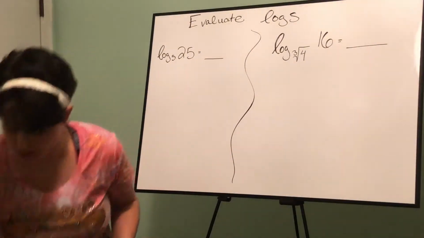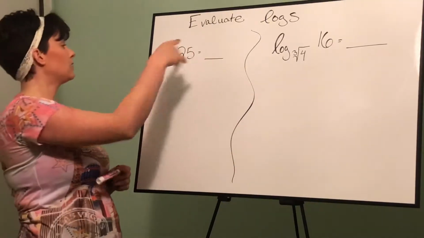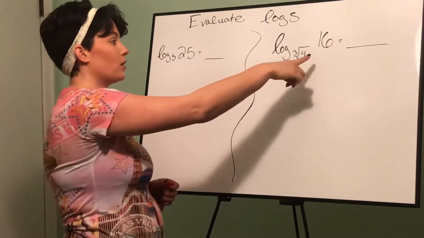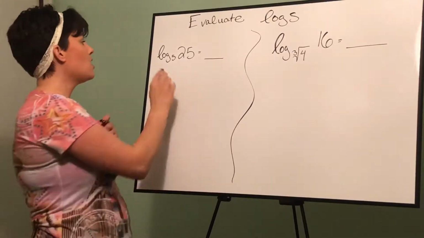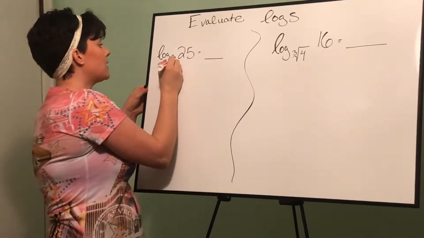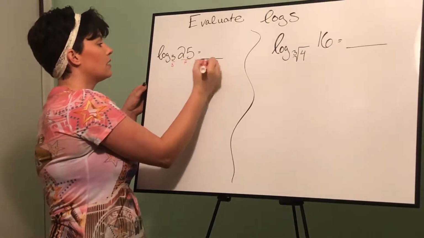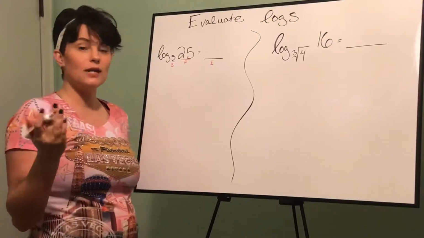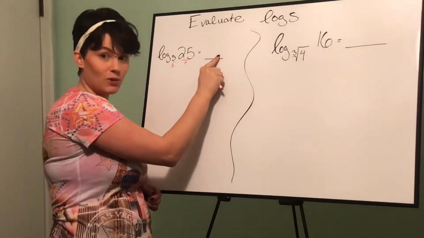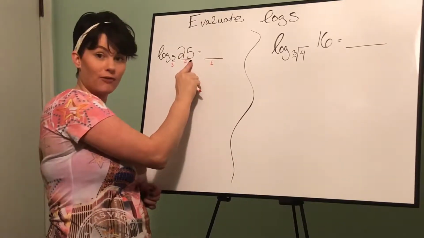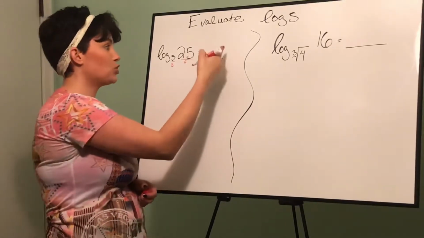How to evaluate logs, or in other words, how to figure out what a log equals. I put two problems here, a really easy one and then a really hard one. For the first one, there's kind of two ways to go about it. We can either say to ourselves, because remember this is your base, this is your answer, and that's your exponent, okay, 5 raised to what exponent is going to give us 25? And obviously the answer would be 2. 5 squared is going to be 25, and so your answer would be 2.